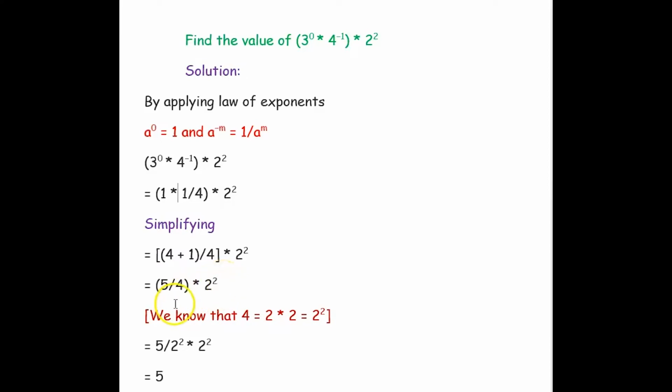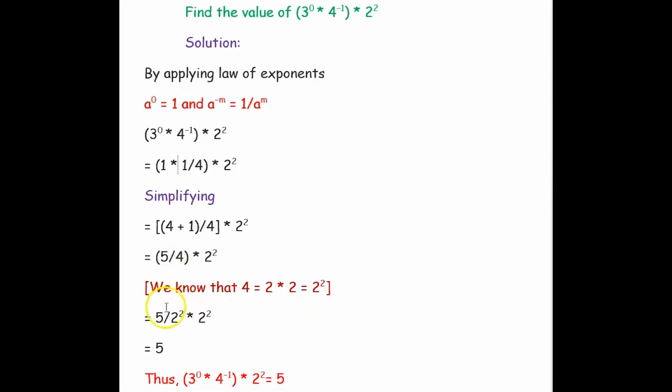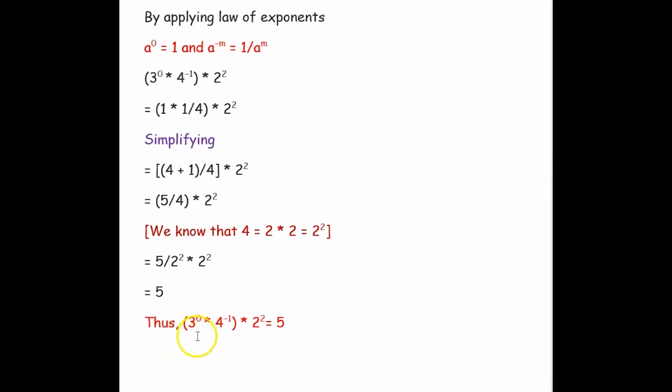So we know that 4 can be written as 2 into 2, that is 2 raised to the power of 2. So we are replacing 4 with 2 raised to the power of 2. So 5 divided by 2 raised to the power of 2 into 2 raised to the power of 2. So one is in division, other one is in multiplication, so we can cancel it out, and the answer will be 5. So thus 3 raised to the power 0 into 4 raised to the power negative 1 into 2 raised to the power 2 is equal to 5.